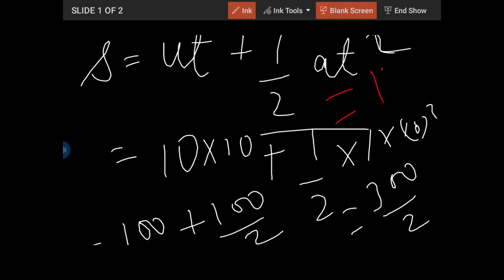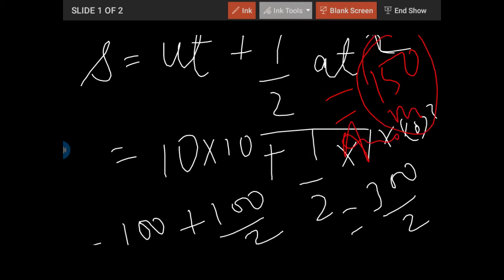Now the next question is, a car is accelerated from rest to a speed of 100 meter per second in 25 seconds. Calculate its acceleration. So its initial velocity is 0, final velocity is 100 meter per second, time of change is 25. So acceleration is equal to v minus u by t. Here v is 100 and u is 0, so 100 by 25, that is 4. The acceleration will be 4 meter per second square.